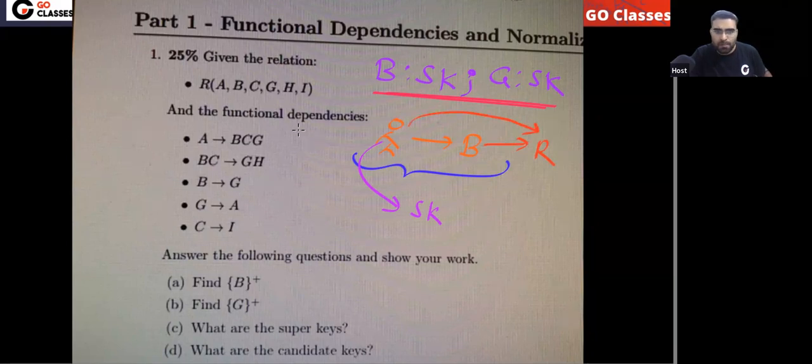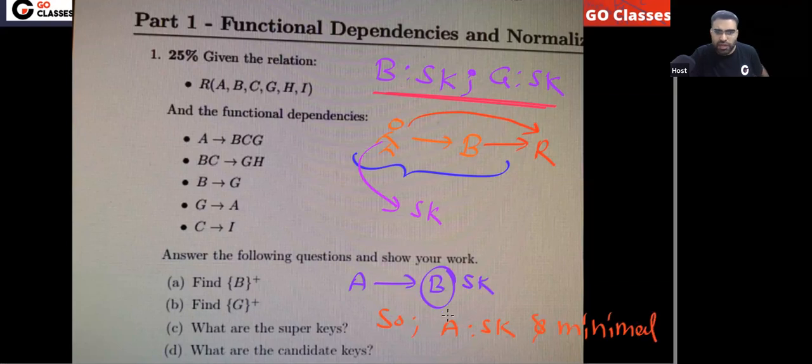So now tell me, you already know B is a super key, G is a super key. Can I say A is also a super key? Yes or no? Because you can see A can determine B, and remember B is a super key. So that is the reason I can say A is also a super key. And because this A is minimal also, it is a super key and it is minimal.